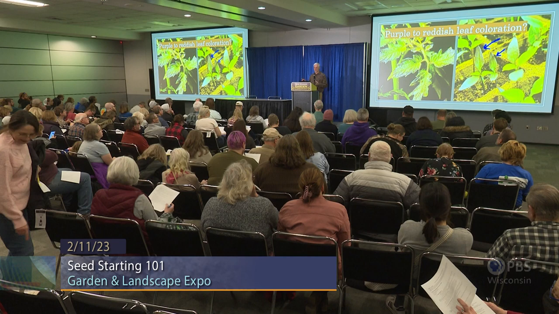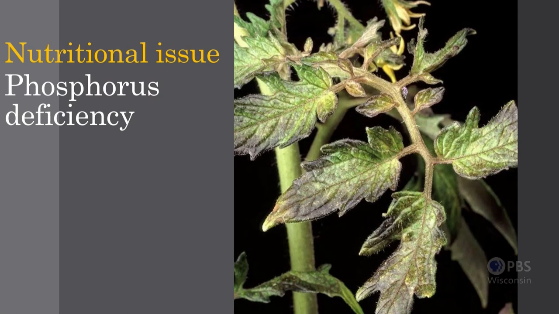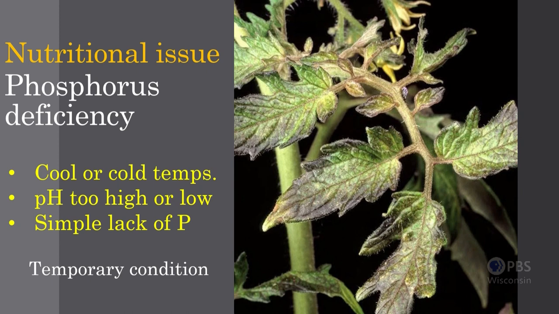What about purple red leaves? Happens a lot on tomatoes, peppers, the Solanaceae. This is a phosphorus deficiency. It can happen for several different reasons, though. One being if the soil temperature is too cold.